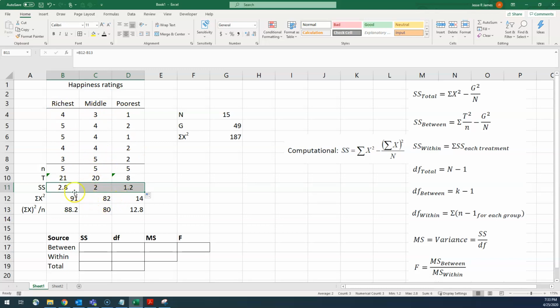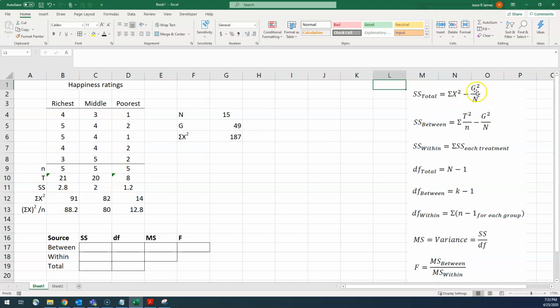After I've computed that, I should have everything else I need in order to compute my ANOVA summary table down here. So I'm going to go back to my original ANOVA formulas. I'm just going to get this one out of the way. We're done with that. So we've got our sum of squares total being the sum of x squared for the whole thing minus G squared over n. So we've got the sum of x squared here is 187 minus G squared over n.